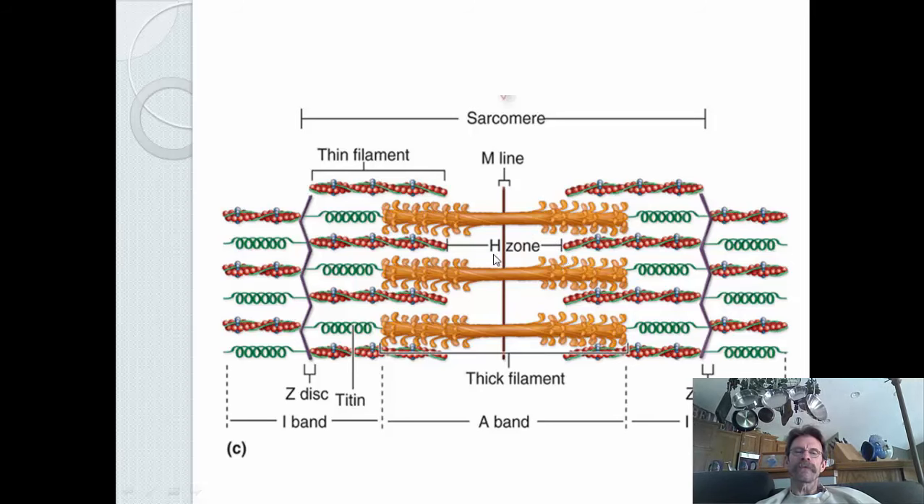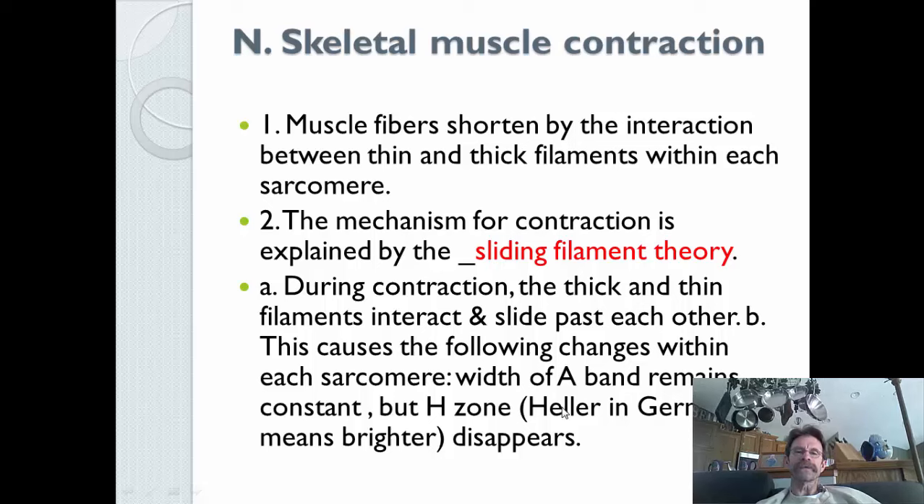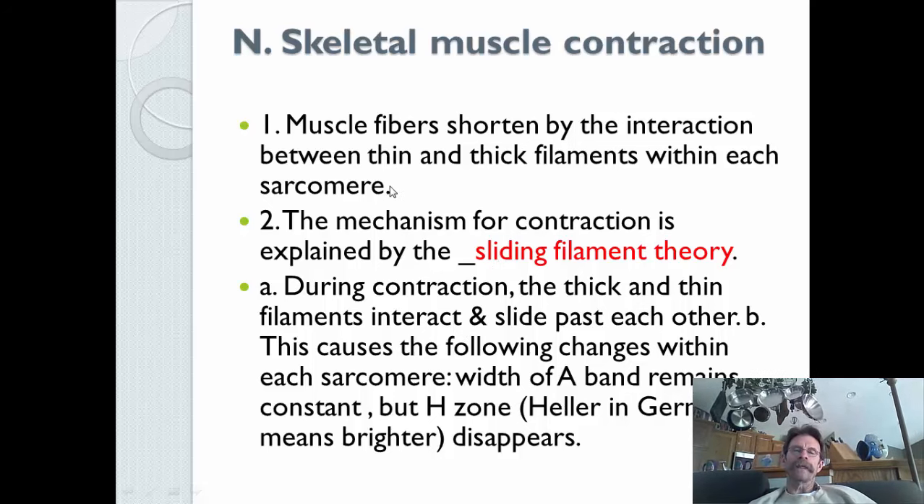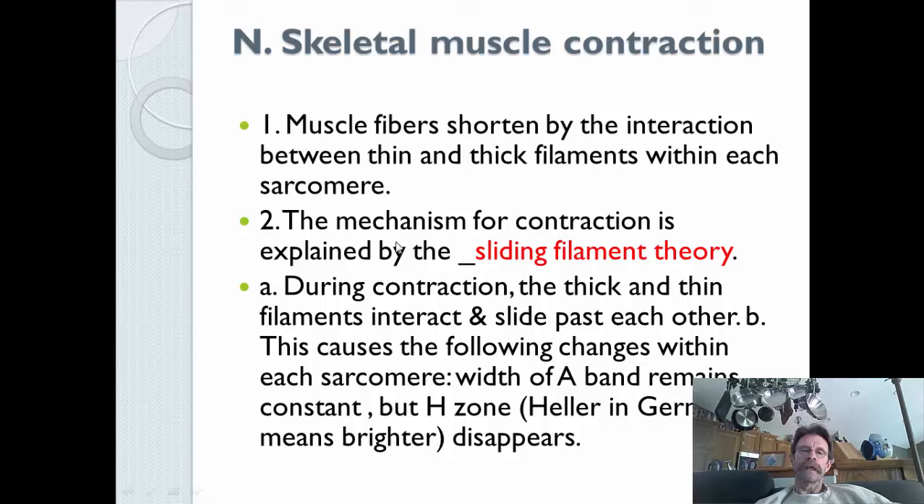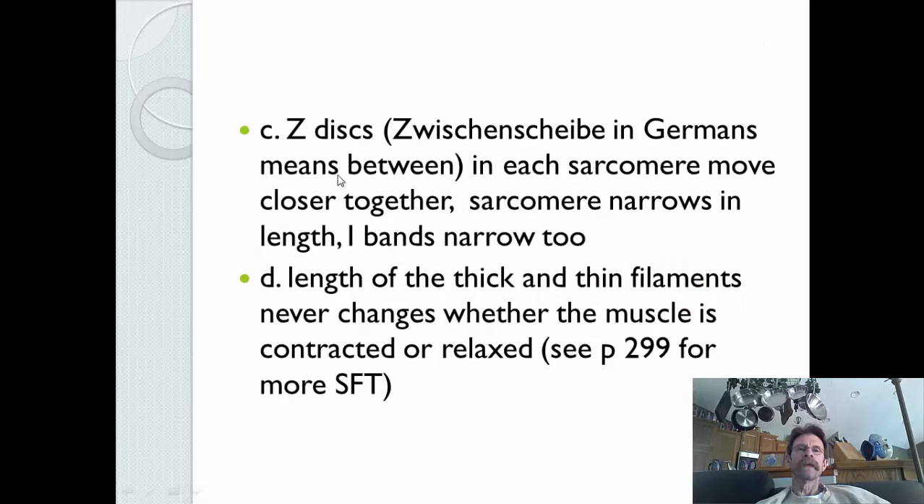H refers to heller, which means a bright zone in German. While a lot of the terms we've talked about in the past have been Greek, a lot of the theory on muscle contraction was discovered by scientists in Germany. Hence we get these different letters that appear on the muscle contraction. The Z discs, the Zwischenscheibe, which means between, are between the actins, and each sarcomere will move closer together. The sarcomere narrows in length, and the I bands also narrow.